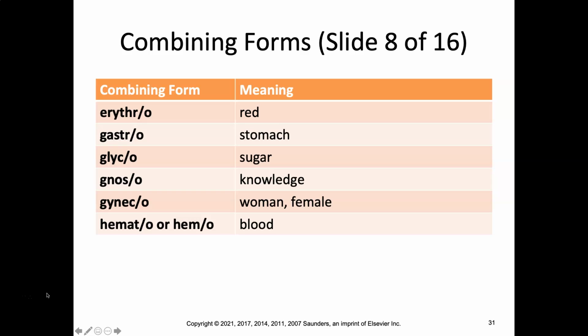Erythro, red, gastro, stomach, glyco, sugar, noso, knowledge. Oh, watch out. There are some interesting spellings when it comes to medical terminology. That G is silent when you pronounce it, but you need to have it there when you spell it. Gyneco, woman or female. Hemato or hemo. Ooh, we've got two for blood, so beware of that.